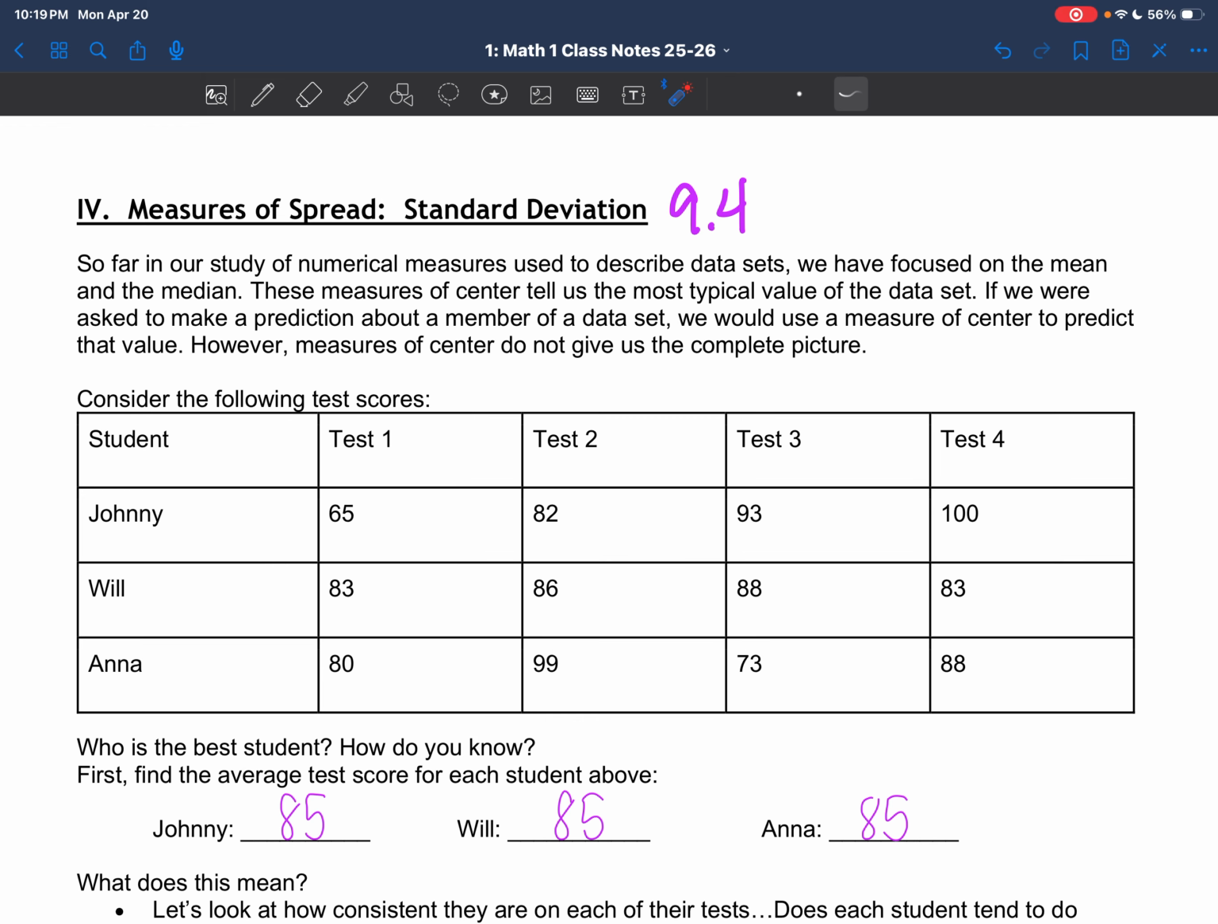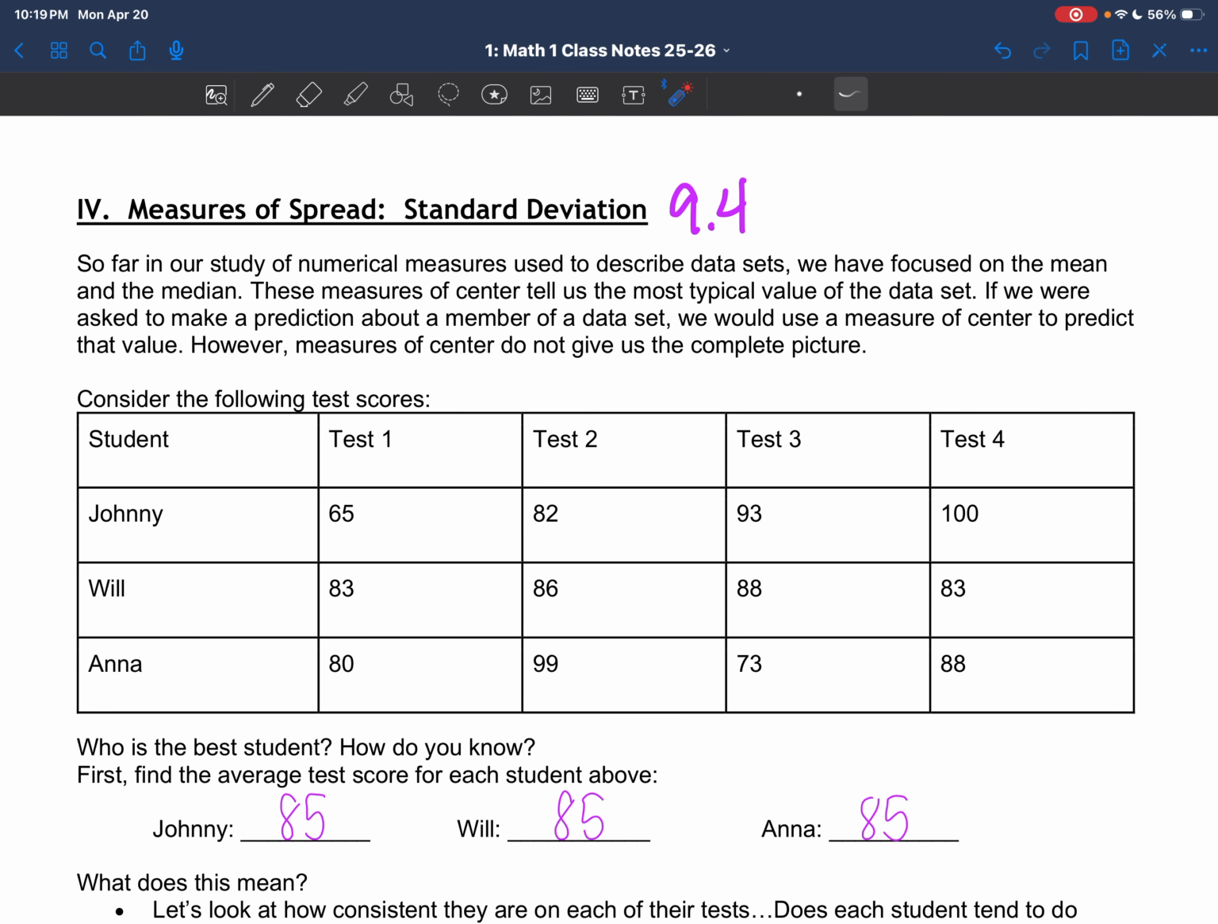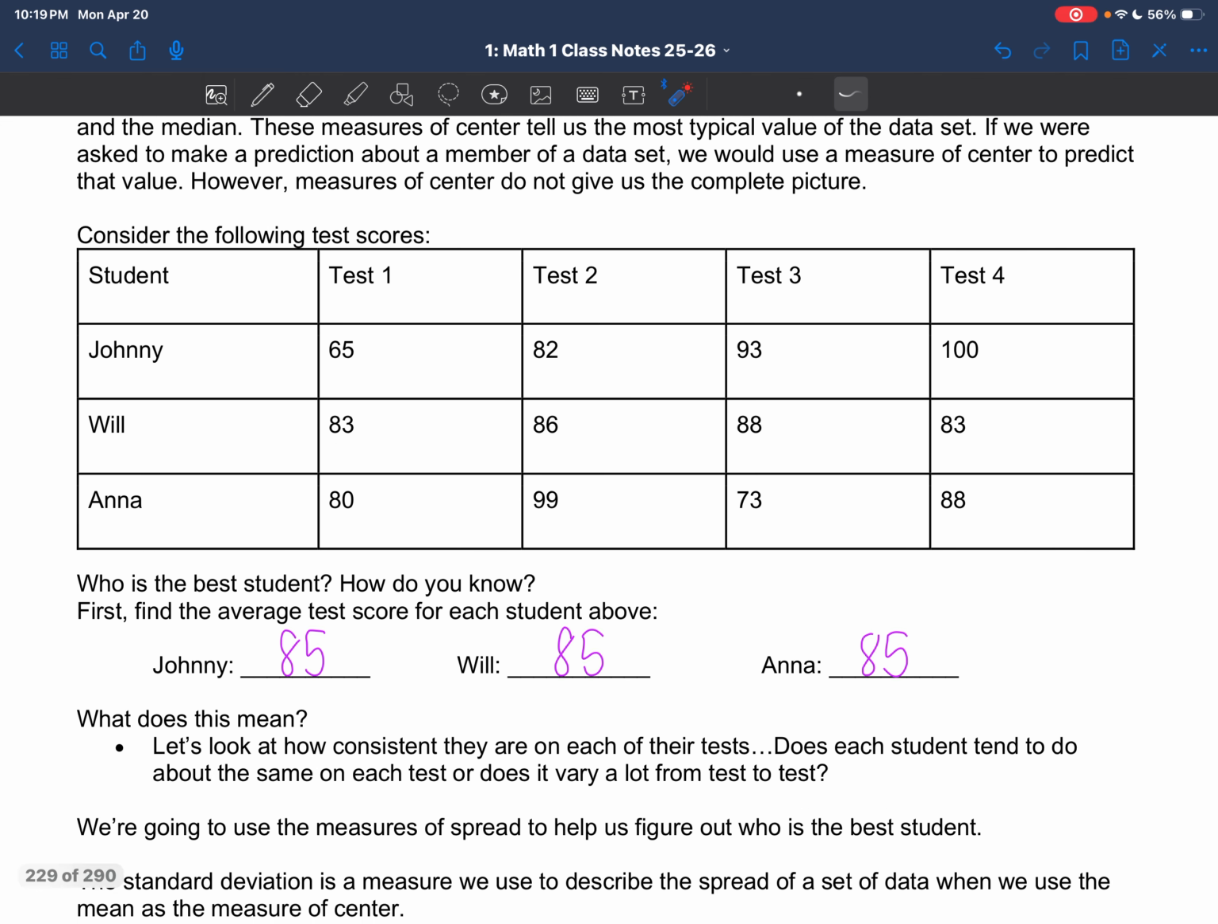How do you know? First off, let's find the average test score for each student. Well, if you were to add all these up and then divide by 4, that's what you would get here. Same thing for Will, and then same thing for Anna. So right now we can't tell who's the best student because they all have the same average.